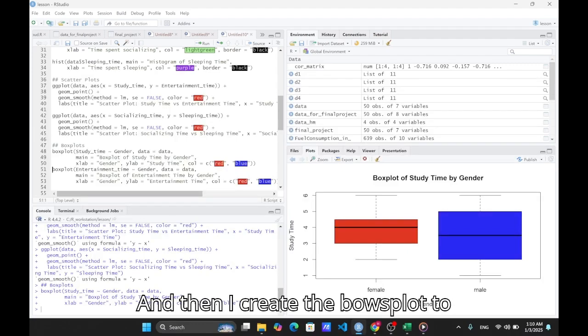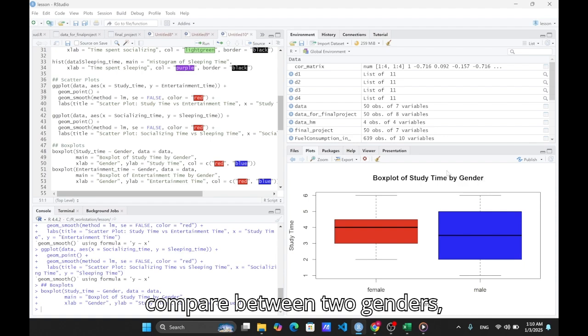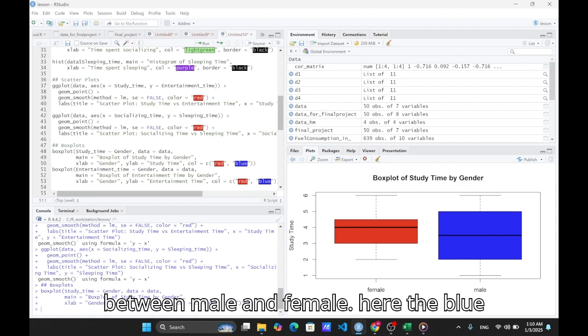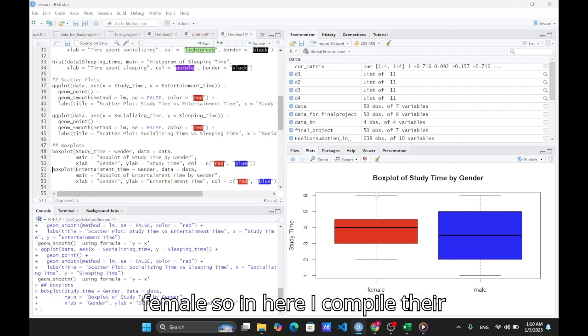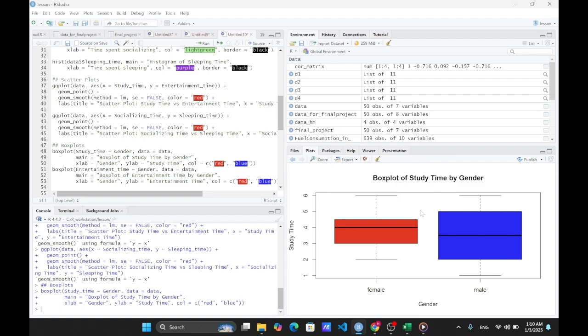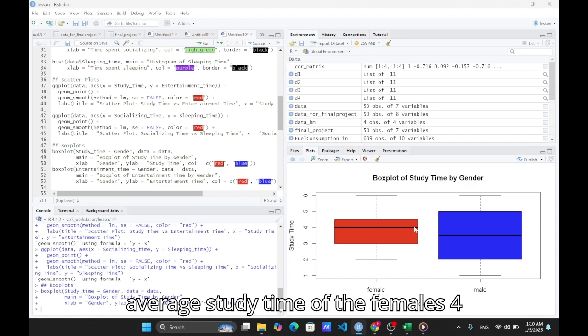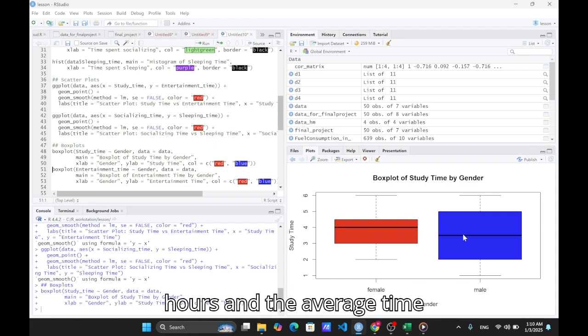And then I create the box plot to compare between two genders, between male and female. Here the blue one is the male and the red one is the female. So here I compare their study time. The average study time of the females is 4 hours, and the average study time for the male is around 3.5 hours.